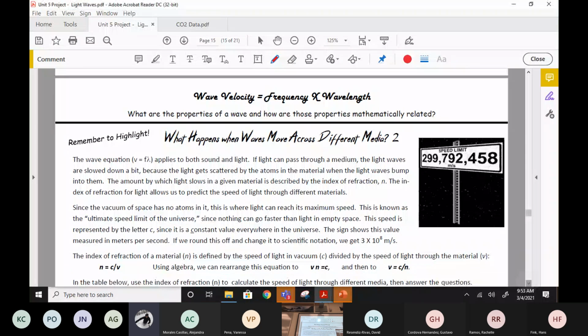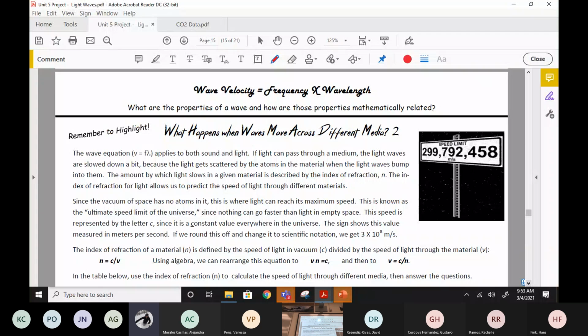Since the vacuum of space has no atoms in it, this is where light can reach its maximum speed. This is known as the ultimate speed limit of the universe, since nothing can go faster than light in empty space. This also would mean if we wanted to visit those people that are 100 million light years away, it would take us 100 million years to get there if we traveled at the speed of light. And so we don't think anything can go faster.